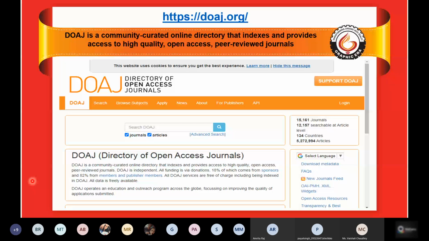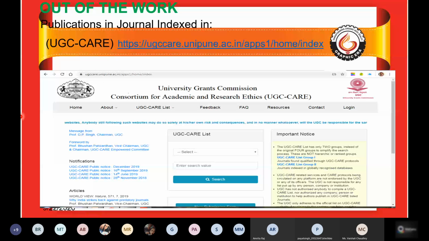This is basically a site known as UGC CARE, University Grants Commission Consortium for Academic and Research Ethics. Here you will find the journals which are approved or indexed in UGC CARE. UGC CARE is the actual body which approves the journals. Here there are UGC CARE list group 1 and group 2, and here you can actually assess the quality of the journals. This is an Indian link, published and maintained by UGC.